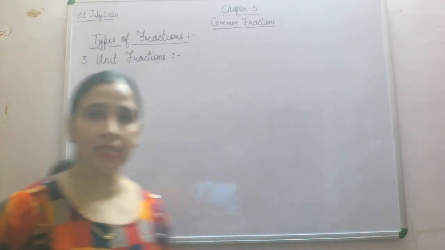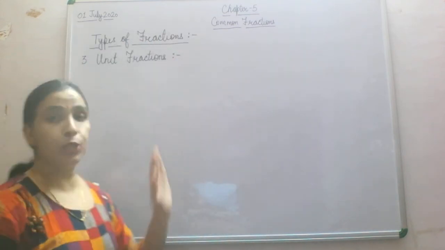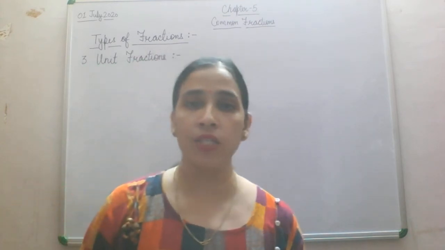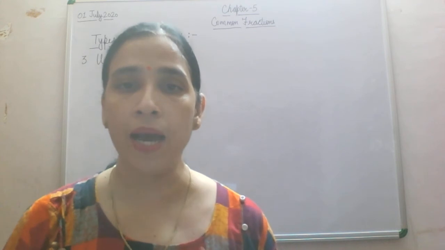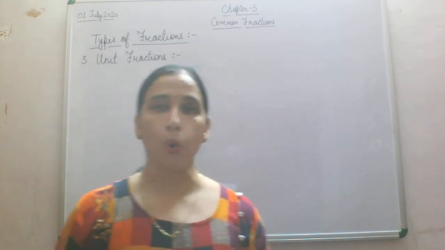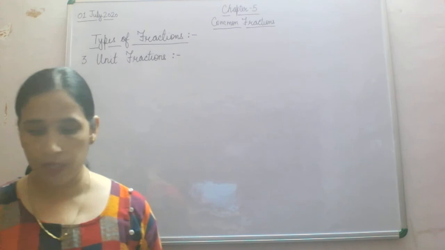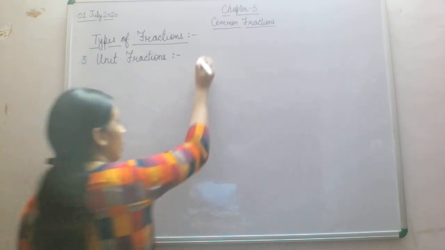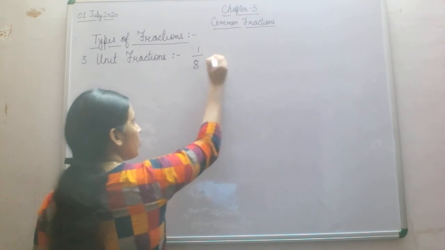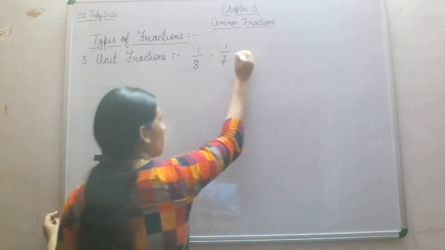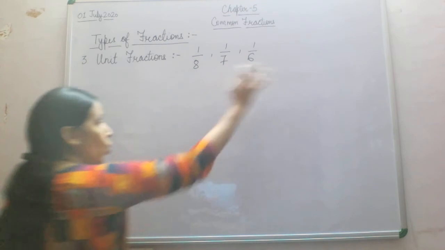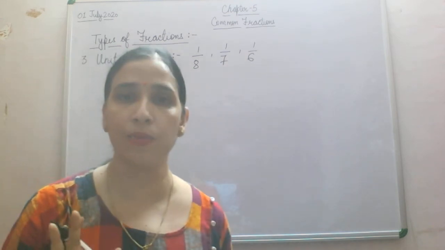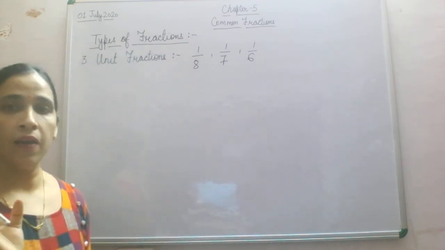Now the next, number 3, is unit fractions. Now what are unit fractions? Fractions having 1 as a numerator are called unit fractions. Now we can write the examples of unit fractions here. Fractions having 1 as a numerator, so we can write 1 by 7, 1 by 6. These all are the examples. The fractions which are having 1 as a numerator are called unit fractions.